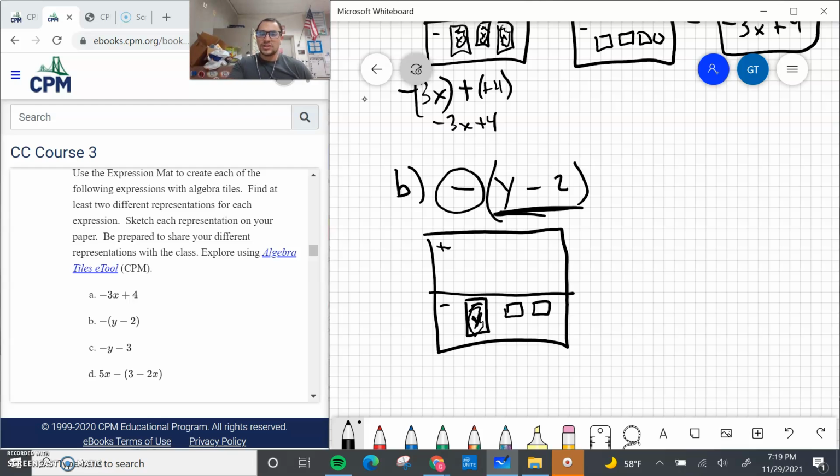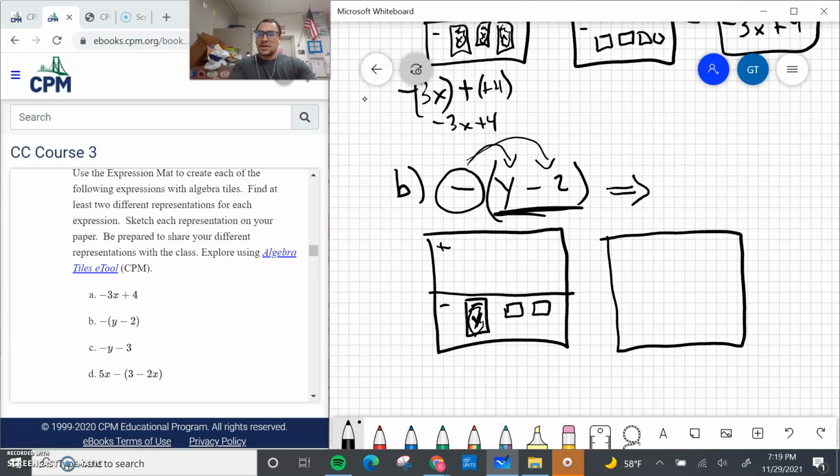But let's just say I wanted to rewrite this in a different way. You can always flip everything. Basically, what I'm going to do is I'm going to distribute. So I'm going to go ahead and distribute negative y and make this a positive 2. So now I can go ahead and do this. I can say that I'm going to put a negative y and positive 2 here.